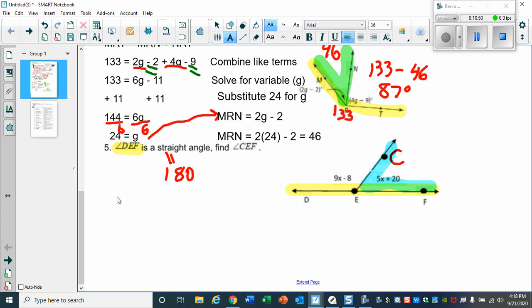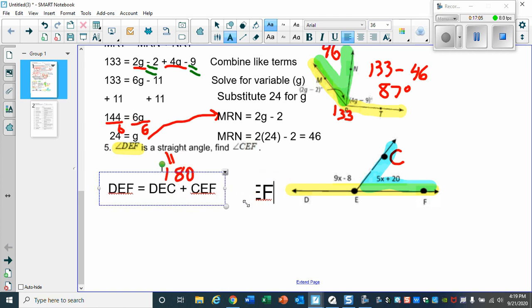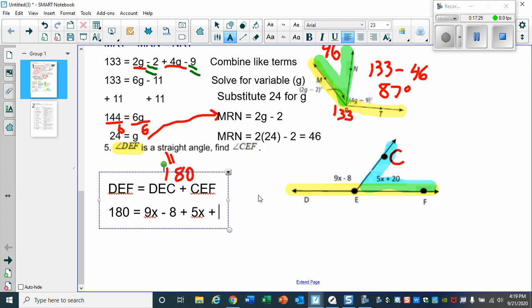So now, with the angle addition postulate, DEF equals DEC plus CEF. Now DEF we found out was 180 degrees. And that equals DEC, which is 9x minus 8, and CEF, which is 5x plus 20.